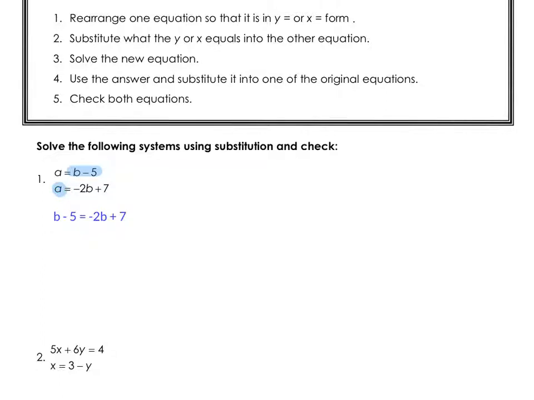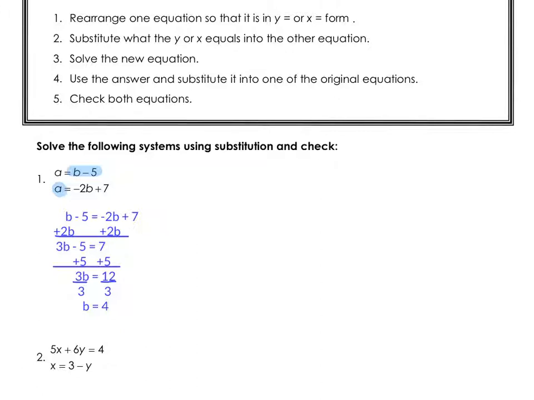So now we can solve just like we normally do. Rover, bring the smaller x over. So I'm going to add 2b to both sides. And when I do that, I get 3b minus 5 equals 7. So now I need to get my numbers on the other side. So I'm going to add 5 to both sides, and I get 3b equals 12. Not quite done yet. We need to solve for b. So now I'm going to divide both sides by the 3. And then we finally get that b equals 4.